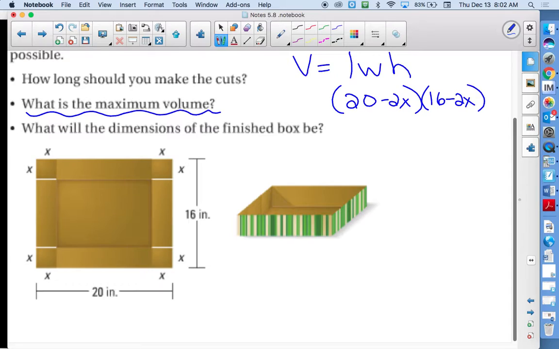And the last thing then is the height. Well, once it's folded up, how high would be the side here? What would be the distance to the height? X, yeah. So now we have 20 minus 2x, 16 minus 2x, and then x.